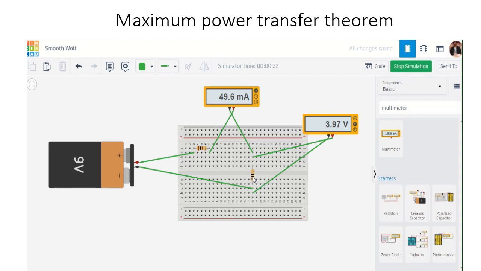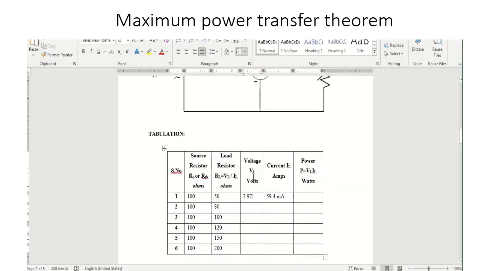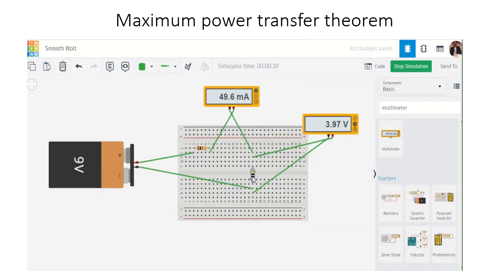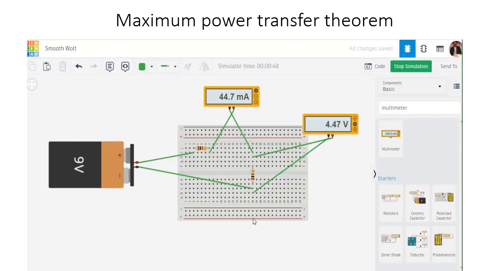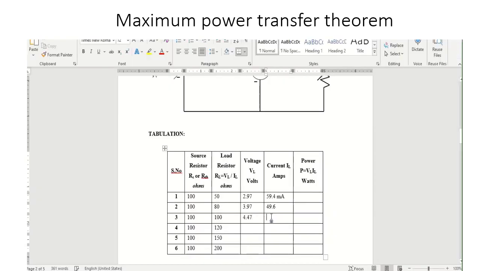Right, next I am going to vary this to an 80 ohm resistor. Current is 49.6 milliamps. Voltage is 3.97 volt. Next, I am going to change it to a 100 ohm resistor. Voltage is 4.47 volt. Current is 44.7 milliamps.